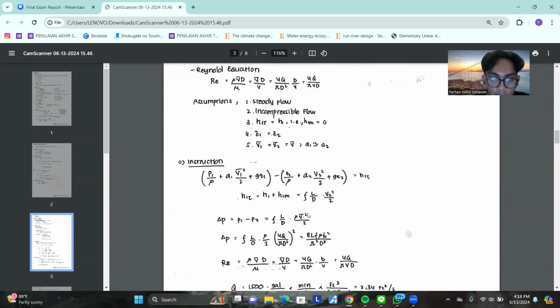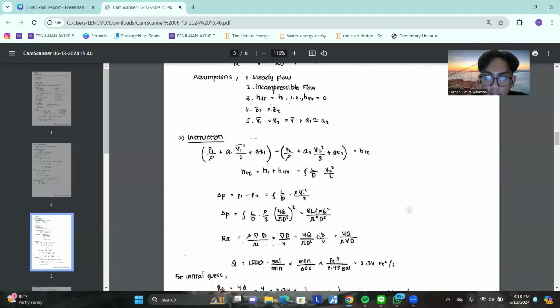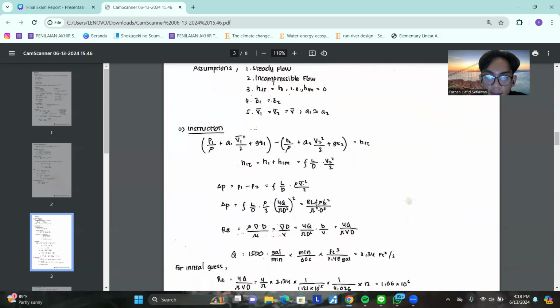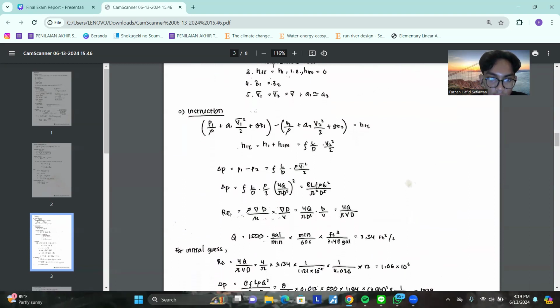Sorry, we define this by the V as a Reynolds number, and we get the equations. The conclusion is that delta P is 8 times L f rho times Q squared per pi squared times D to the fifth. So we get the Reynolds number as rho times V times D per mu. That's simply Q per V times D squared times pi per 4.